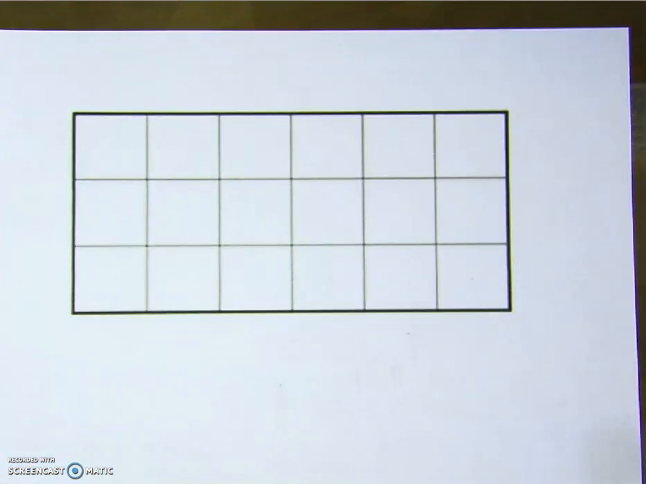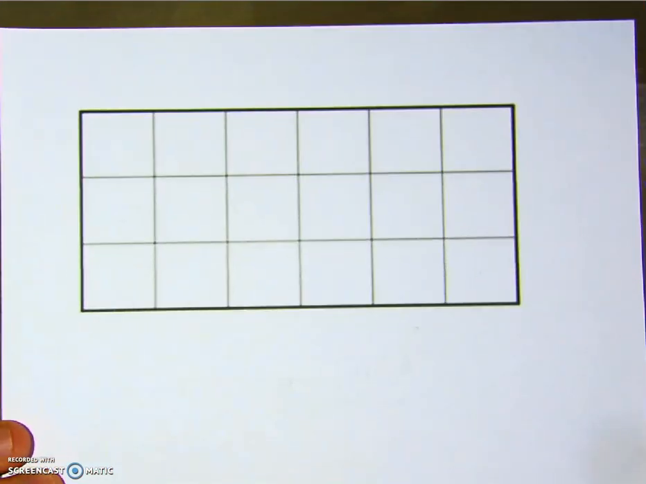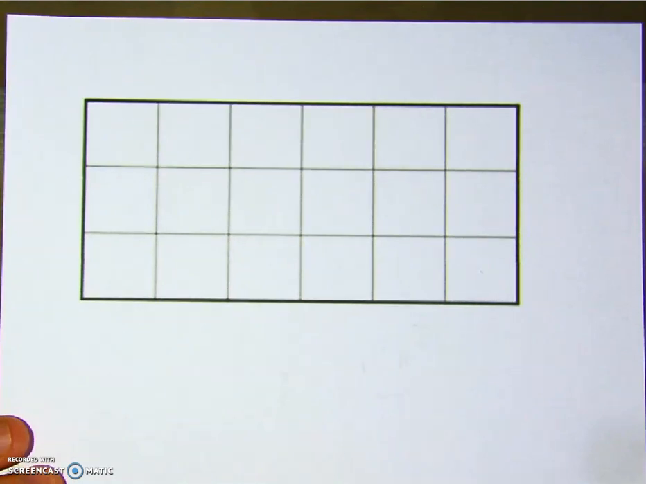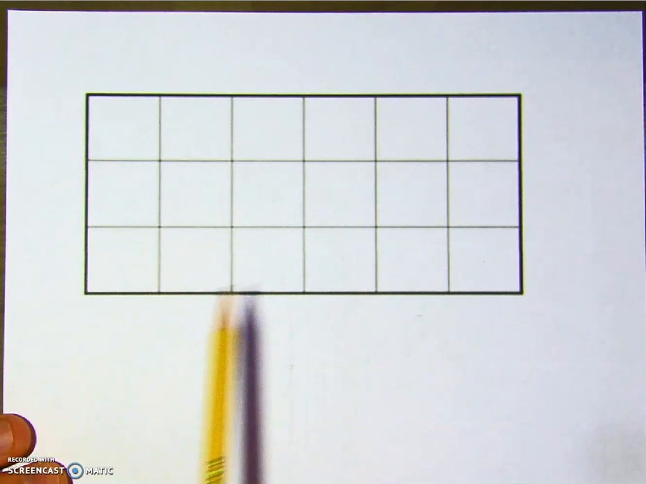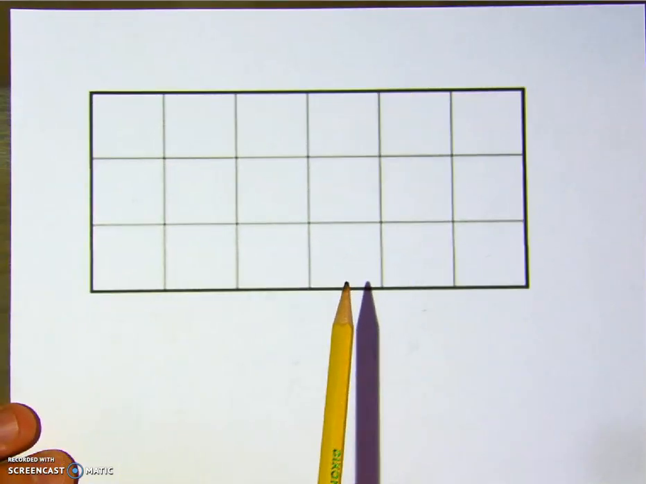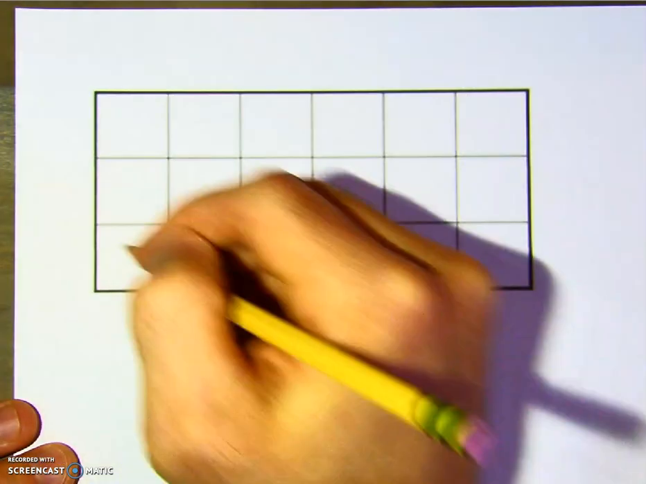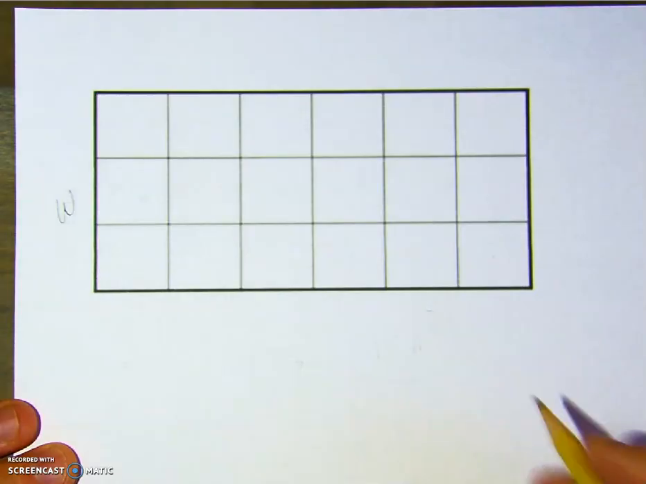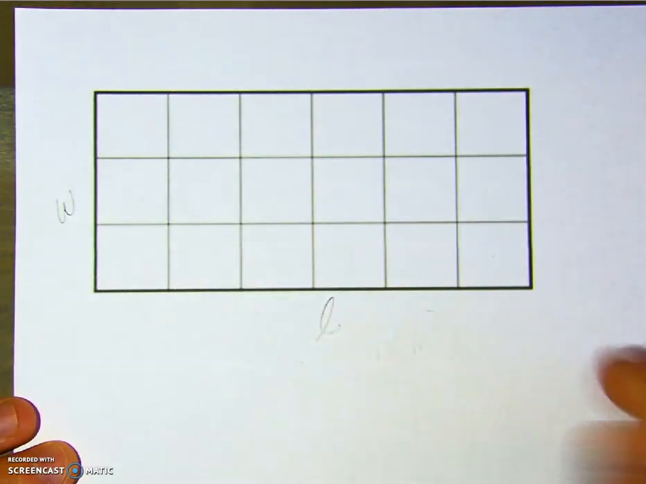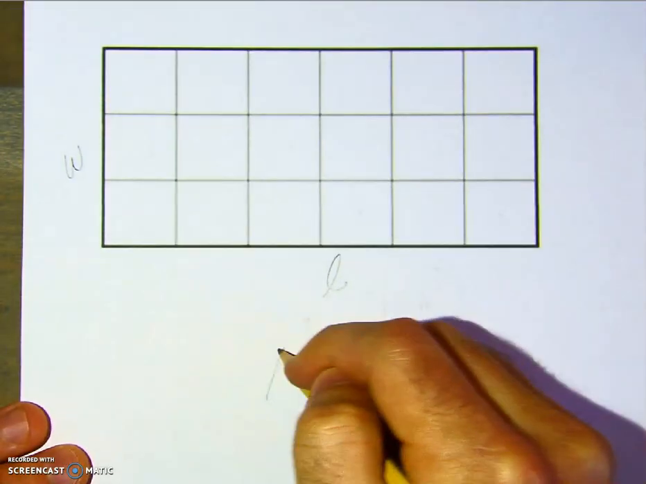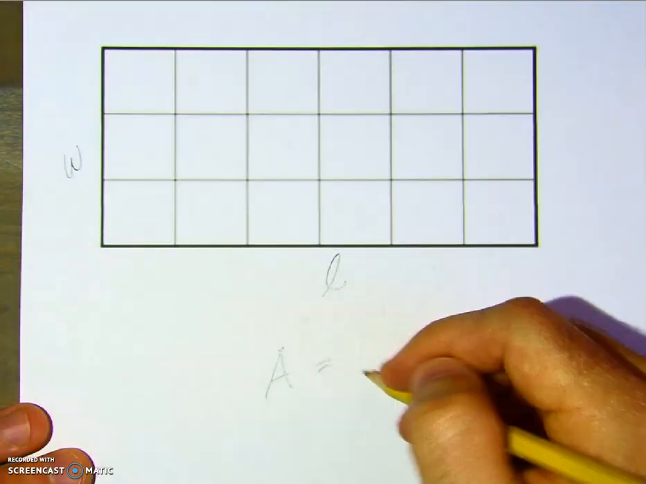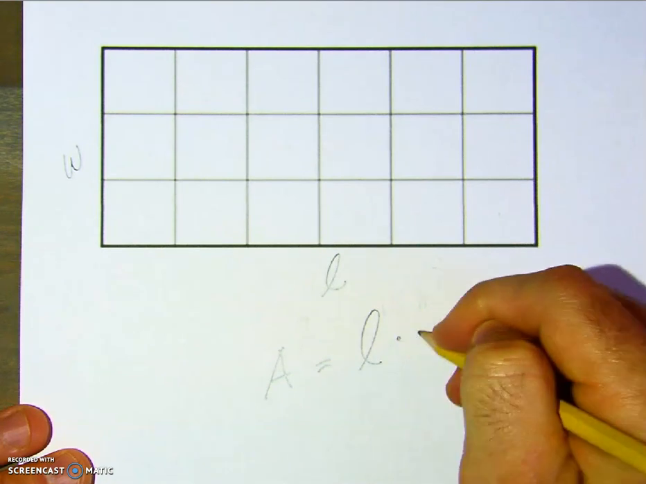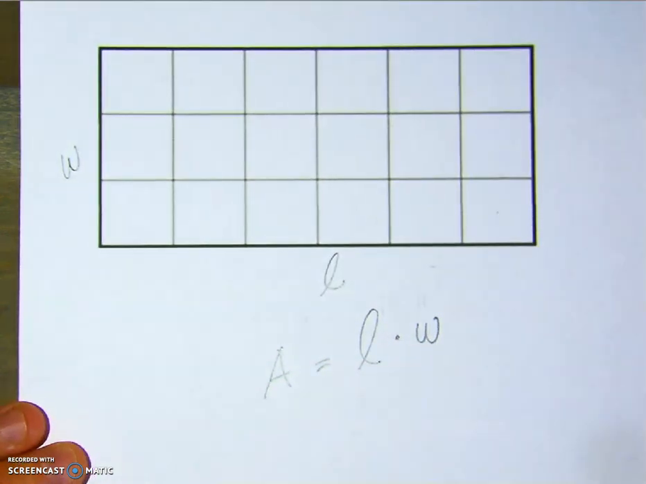All right, here's what you need to know. Every area formula is derived from the rectangle because the rectangle is the easiest area to find. All you need to know is its width and its length. And to find the area, I know you've seen this before, you probably did it in early elementary school. Area is length times width.